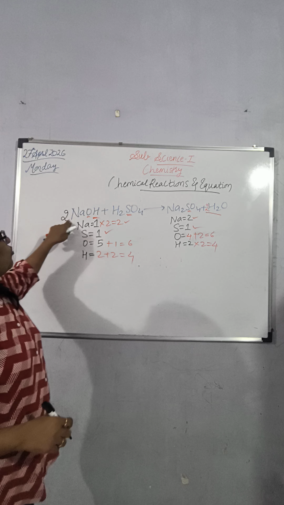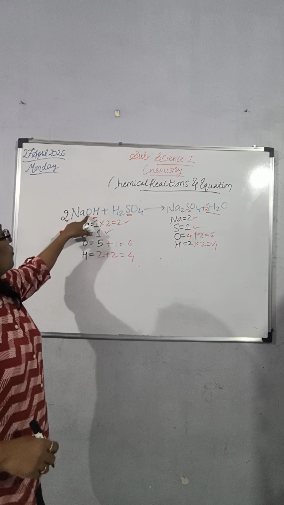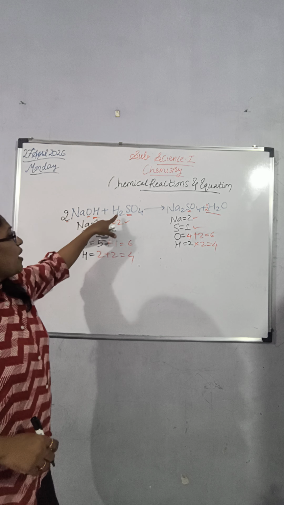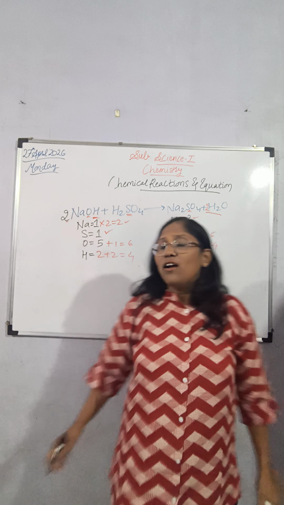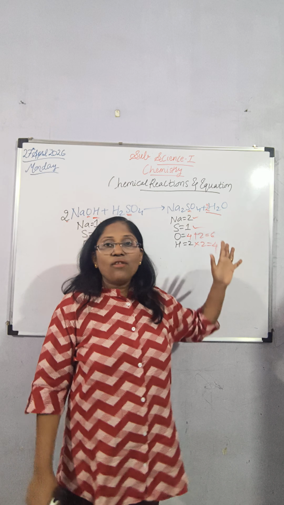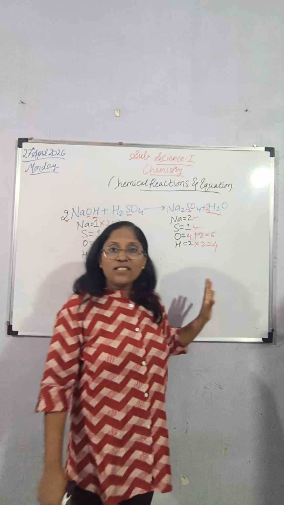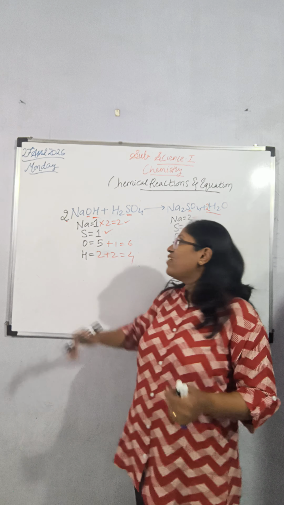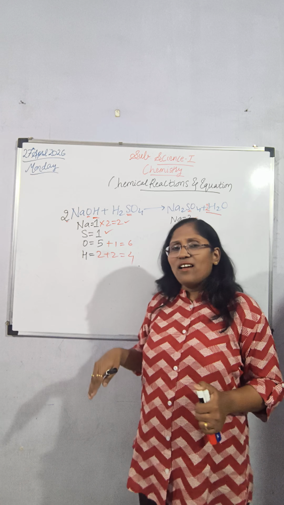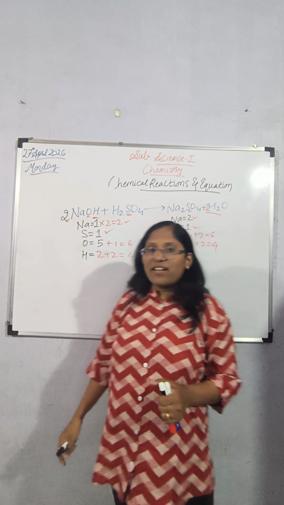Now see whether all the atoms are balanced. Sodium 2, here also 2. Sulfur here 1, there also 1. Oxygen here 2 and 4, 6; here 4 and there 2, 6. Hydrogen 2 and 2, 4, and here 2 and 2, 4. So here we can see that our reactants and the products are both balanced. This is how the balancing is done. First of all, there is one technique: first metals, followed by non-metals, then oxygen, and at the last hydrogen. If you follow this sequence, it will be very easy for you to balance the reactions.